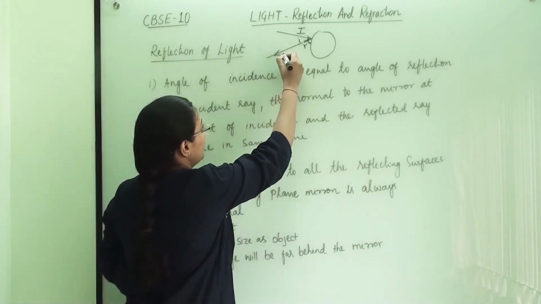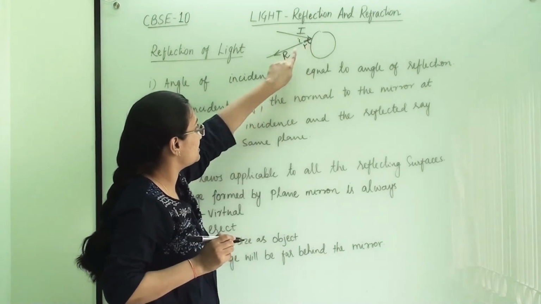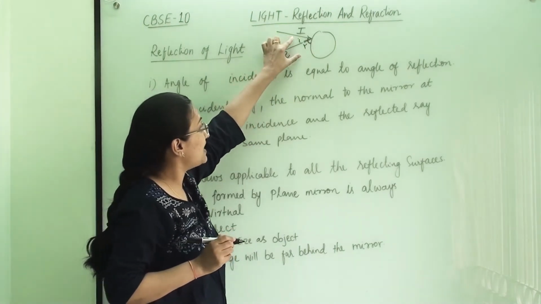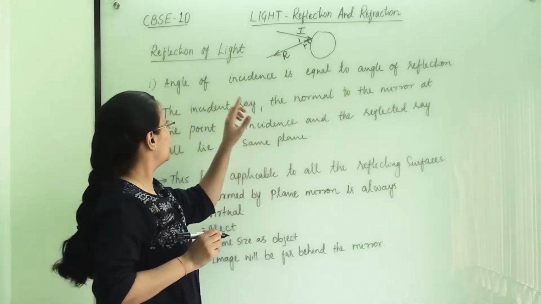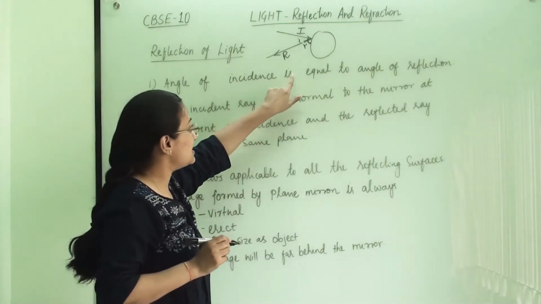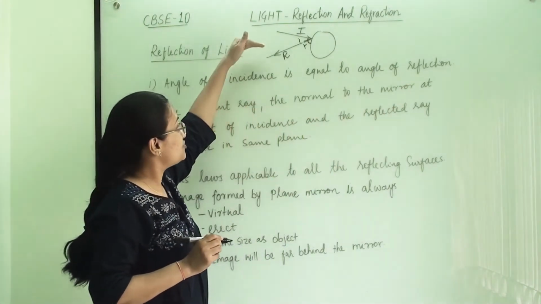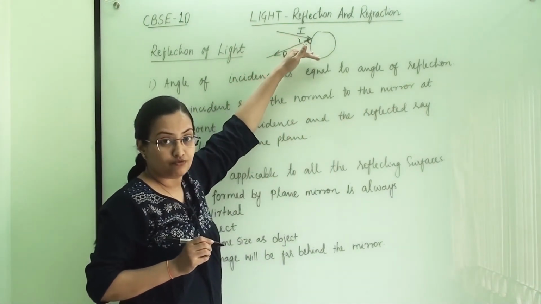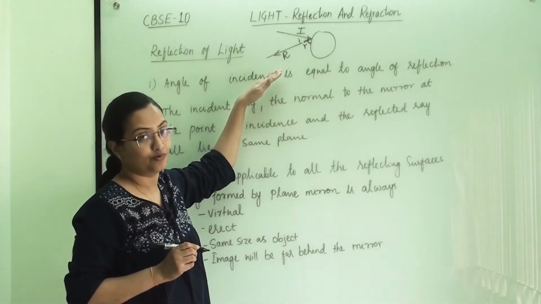This is the reflected ray. This is the incident ray. This is the reflected ray. So both the angles will be equal. Angle of incidence is equal to angle of reflection. The way in which the angle of incidence forms, similarly the angle of reflection will also be formed.